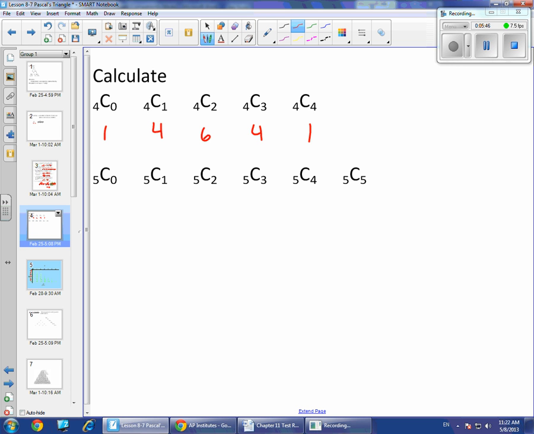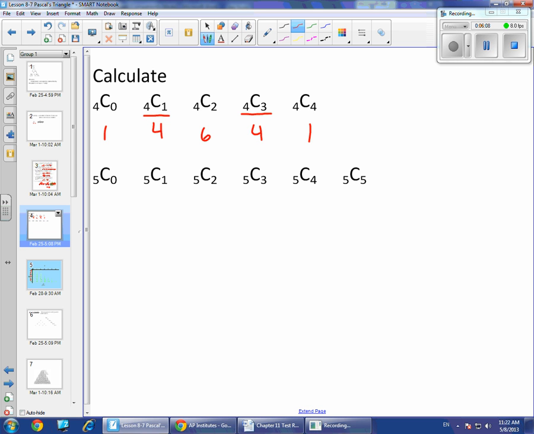Now 4C1, you're starting off with 4 objects and you're choosing 1. Well, you could just choose each one and that makes up the 4. Okay, and if you have 4C3, well, that's actually a very similar question, because if you're choosing 3 of the 4 objects, what you're really doing is choosing 1 to be left out. So doing 4C3 is going to be the exact same as doing 4C1.